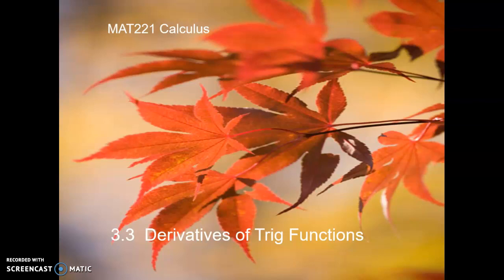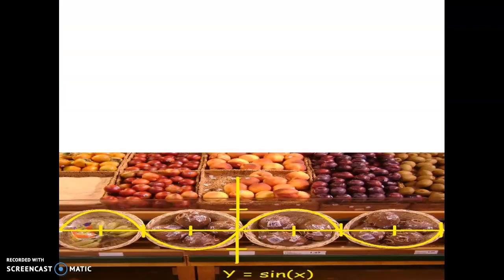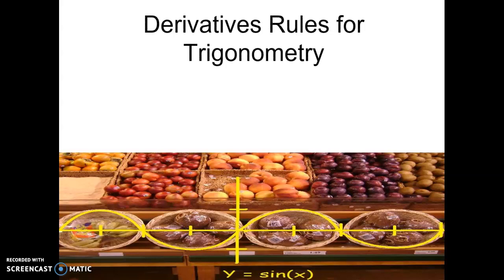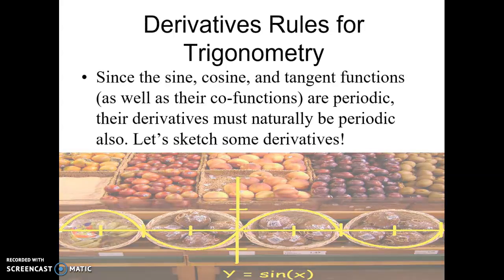Hello, this is MAT 221. This is Calculus 1. This particular topic is section 3.3 in our textbook, which talks about the derivatives of the trigonometric functions. So we're going to look at the derivative rules for trigonometry.